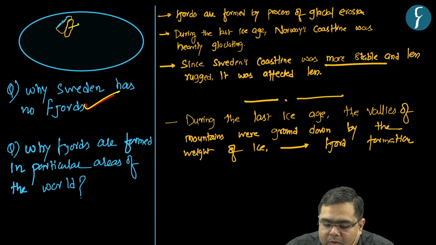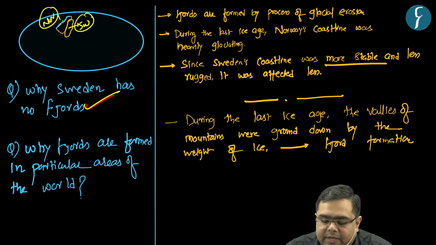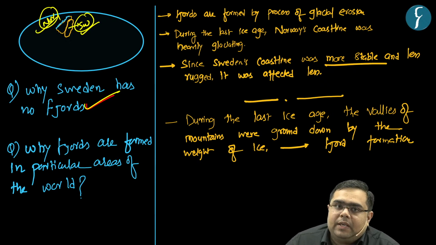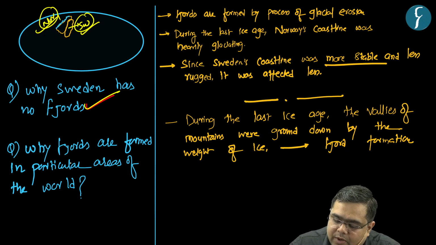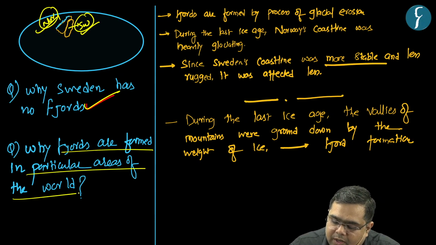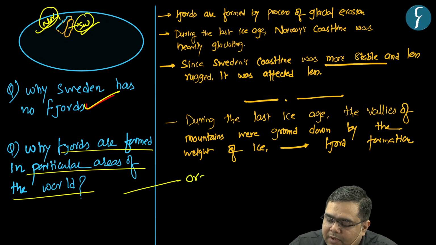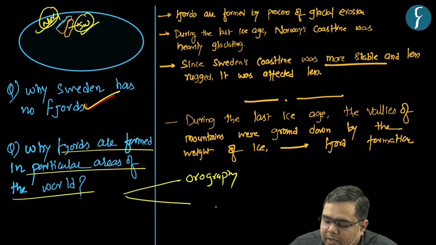See, Sweden is located over here and Norway is over here. Both are neighboring states. So why are there no fjords in Sweden and fjords in Norway? And then there could be a subject of inquiry from your end: why are fjords formed in particular areas of the world? So the answer lies first in orography, and then second in glaciation.